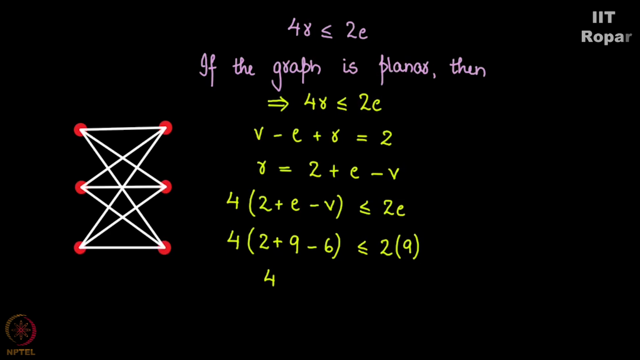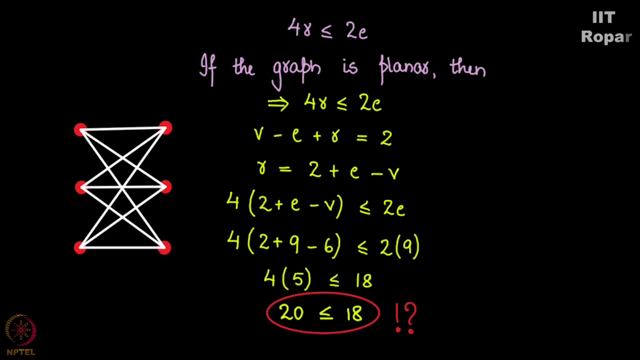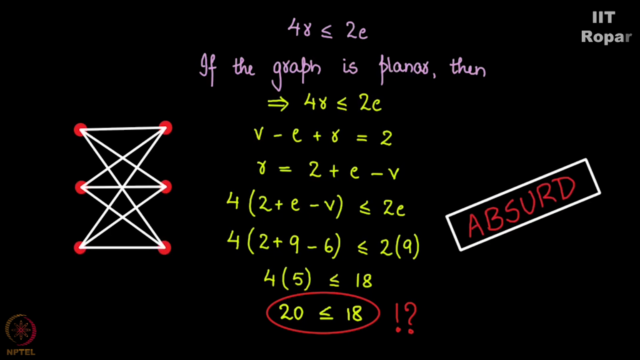Is this true? Let's see. 4 times (11 minus 6) is 5, and this happens to be 20 is less than or equal to 18. I mean, what on earth is this? Where in the universe is this inequality true? Do you think 20 is less than or equal to 18? It's absurd. Let's write that down. It is absurd, A-B-S-U-R-D. What is absurd? The fact that 20 is less than or equal to 18.